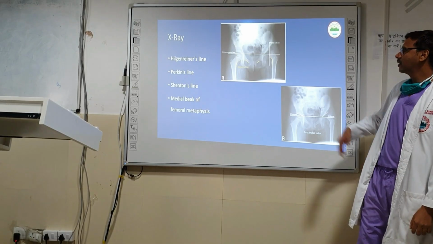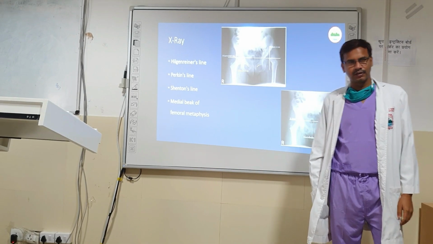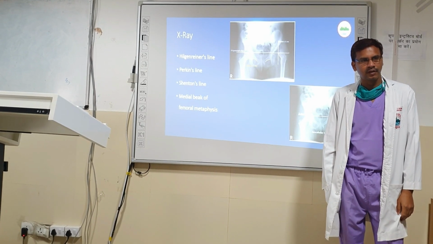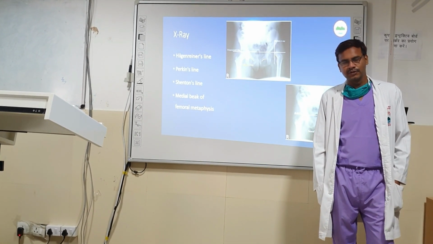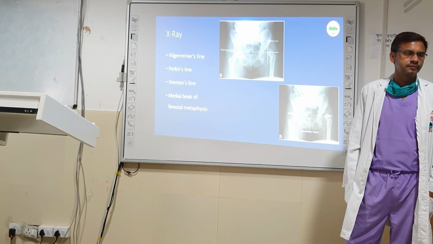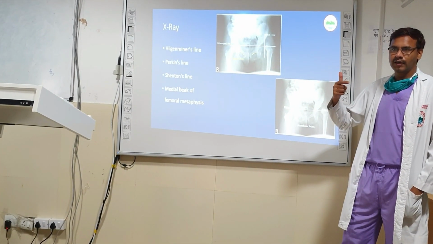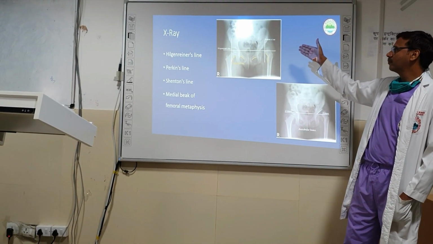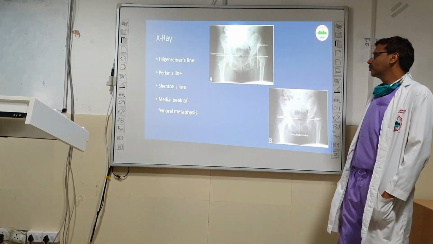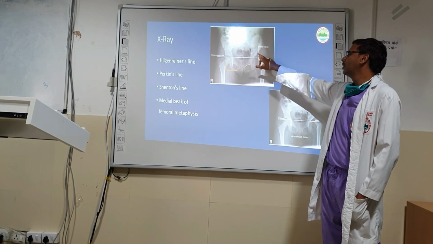So you have to rely on certain lines, and there are 3-4 important lines which all of you must remember. First is the horizontal line, that is called the Hilgenreiner line. It is a horizontal line connecting both the triradiate cartilages. And if you draw another line perpendicular to this horizontal line, a vertical line, through the outer margin of the acetabulum, this vertical line is called the Perkins line. So these two lines divide the acetabulum into 4 quadrants, 1, 2, 3, 4.